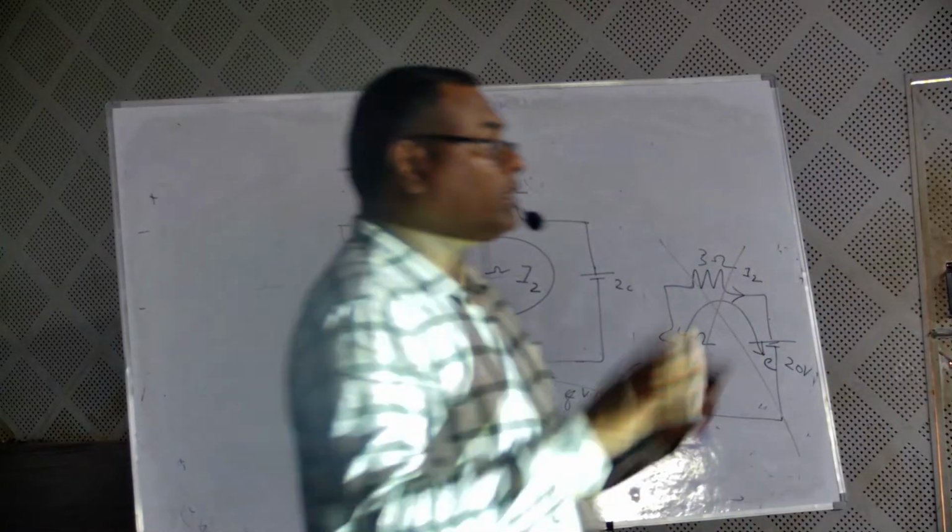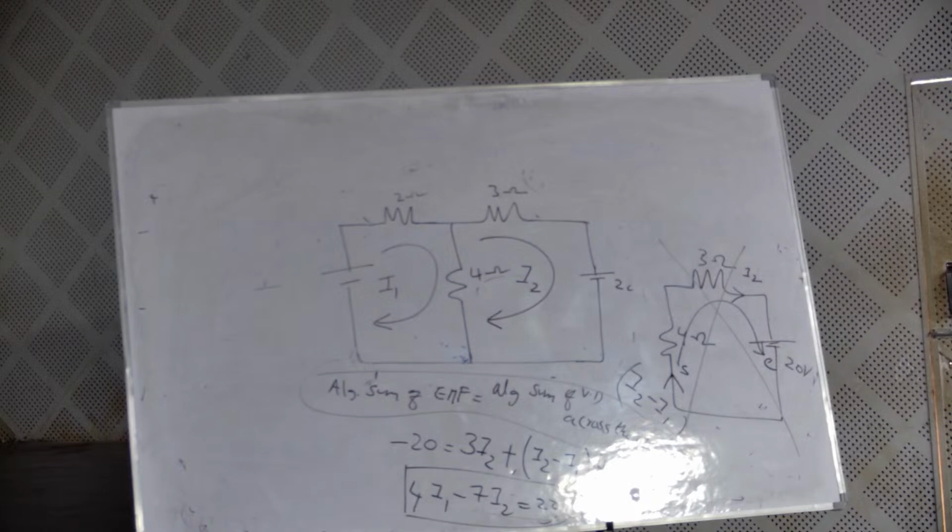Right. Now our target is to get I1 and I2. We can apply any method: substitution method, scientific calculator method, or Cramer's rule. As per the textbook, we'll apply Cramer's rule. But mention very clearly which method you are applying from the exam point of view: solving I1, I2 by scientific calculator method, by substitution method, or by Cramer's rule method.